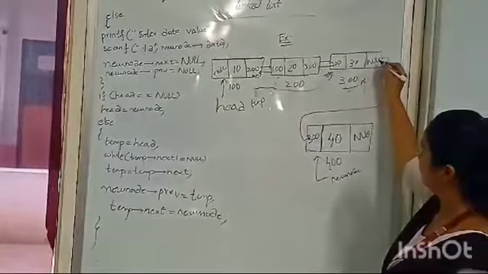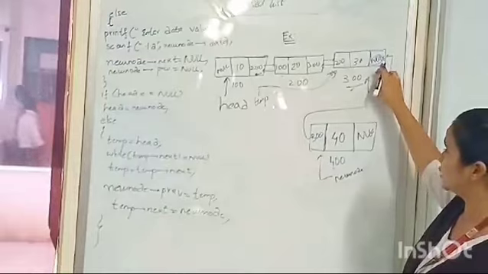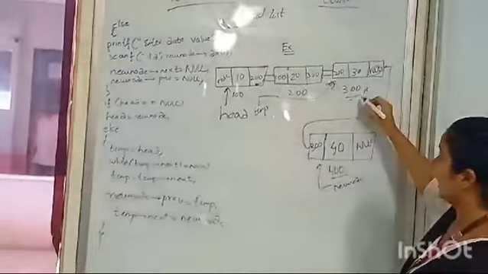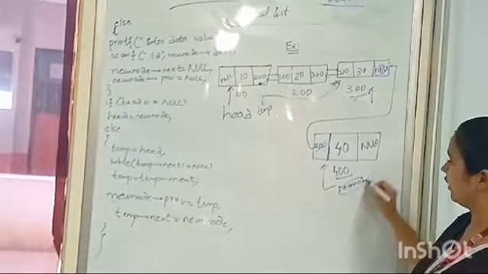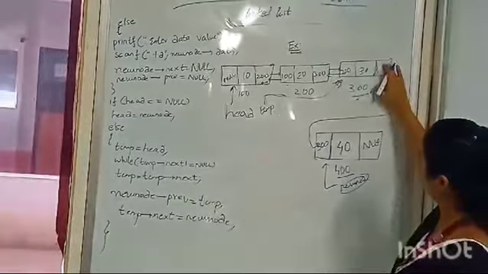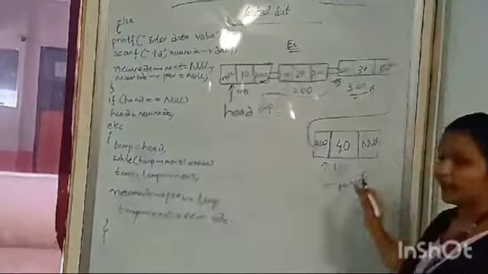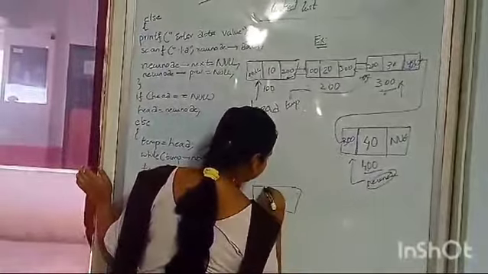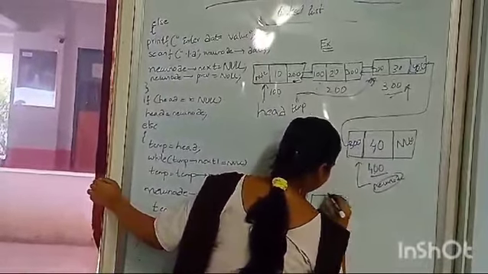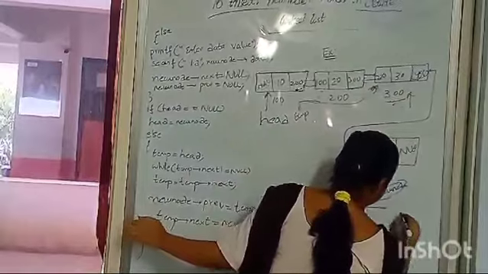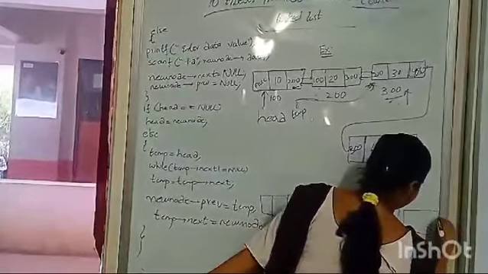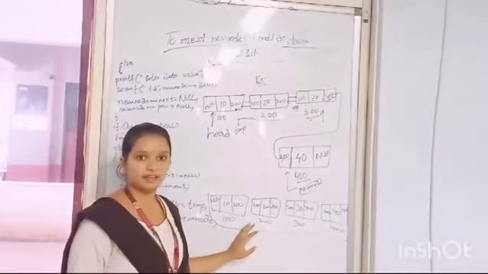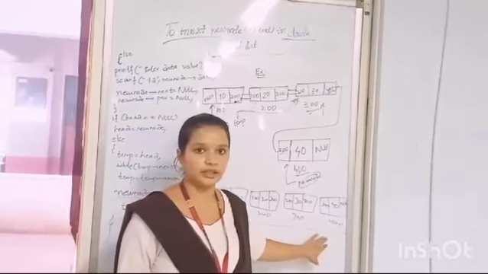But here also we have to change the value, because the address part contains a null value. So temp of next is equal to new node. This is temp, and temp of next has the null value, and the new node value is 400. So temp of next is equal to 400. After all these statements, the final link looks like this. So this is the final output after inserting a node at the end of the double linked list. Thank you.